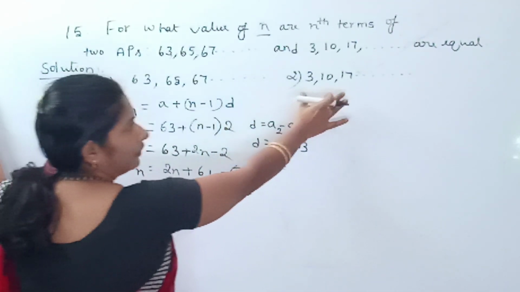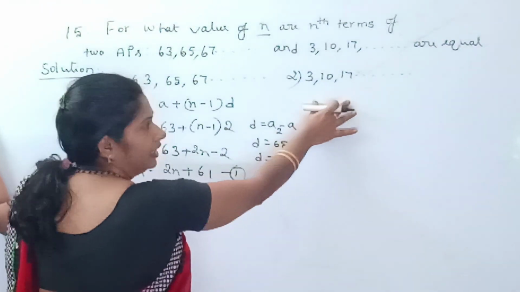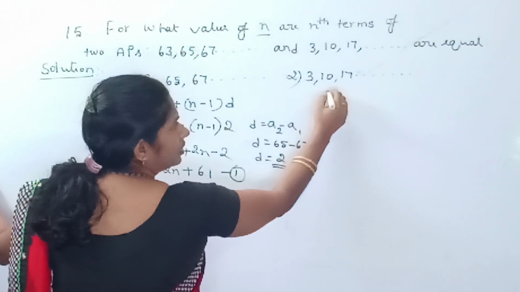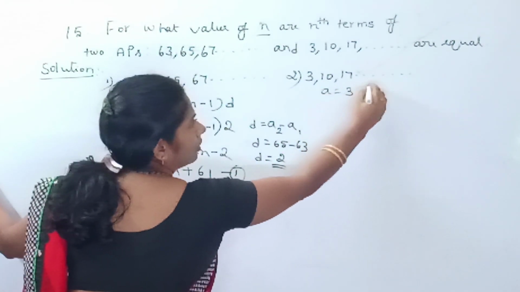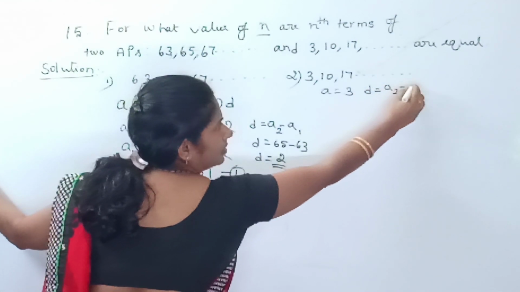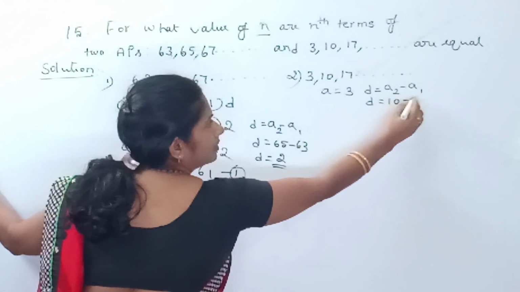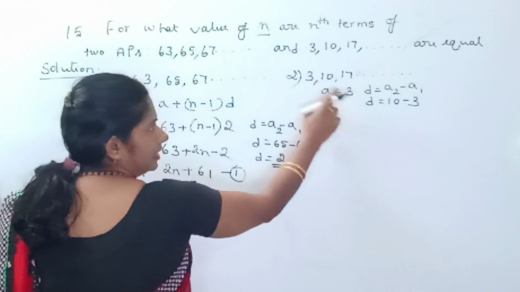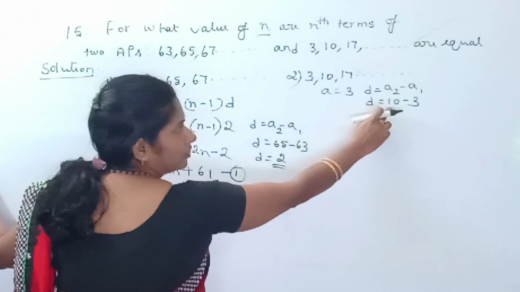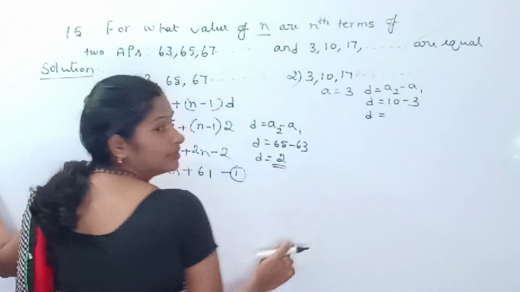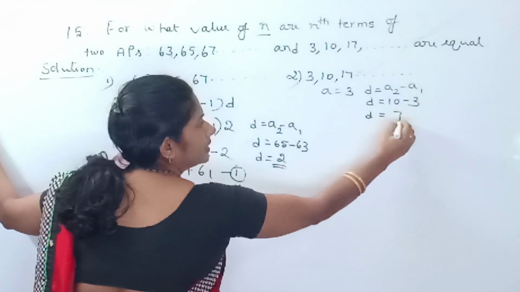Same way, find out nth term of second AP. So what is given, children? A value is 3. Common difference A2 minus A1. So the common difference is 10 minus 3. Second term is 10, first term is 3. So 10 minus 3, that is a common difference. 10 minus 3 is 7.